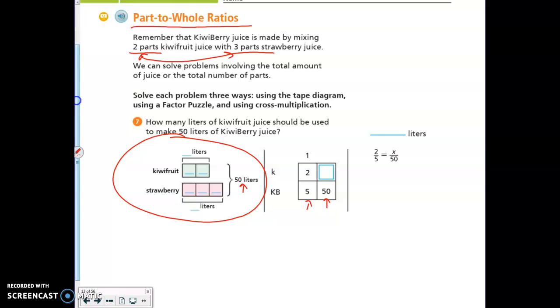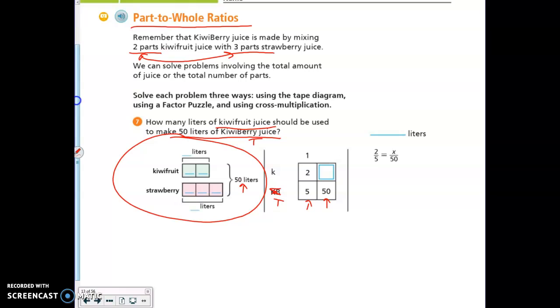Here is where we need to start reading these questions. We can't just look at numbers and start throwing them into these formulas and situations. It says how many liters of kiwi fruit juice, so that's a part. Kiwi fruit juice is part of the mixture, should be used to make 50 liters of the kiwi berry juice. That is the combination of those two things. I'm not a huge fan of the terminology, so maybe we should change it to kiwi fruit, strawberry, and then total juice. Let's change it from kiwi berry to total juice, the mixed juice.